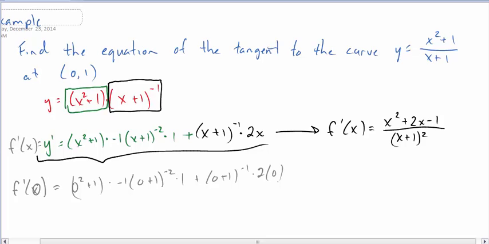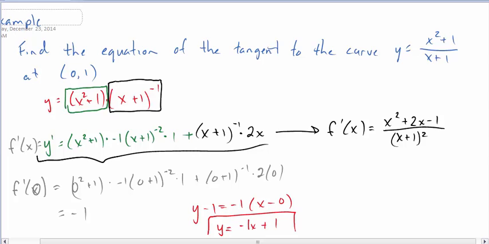And if we go through and deal with all of this simple arithmetic, we find that the slope at x equals 0 is negative 1, and we can now write the equation of our line, y minus y1 equals m times x minus x1, and rearranging we get y equals negative 1x plus 1. And there's the equation for our tangent line.